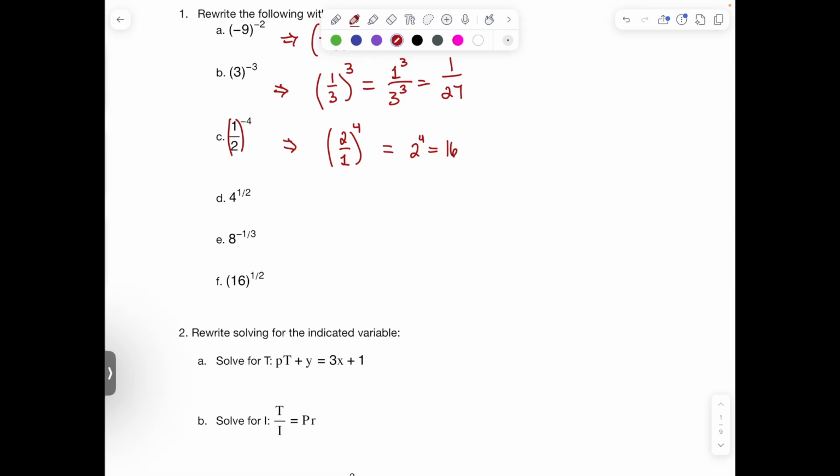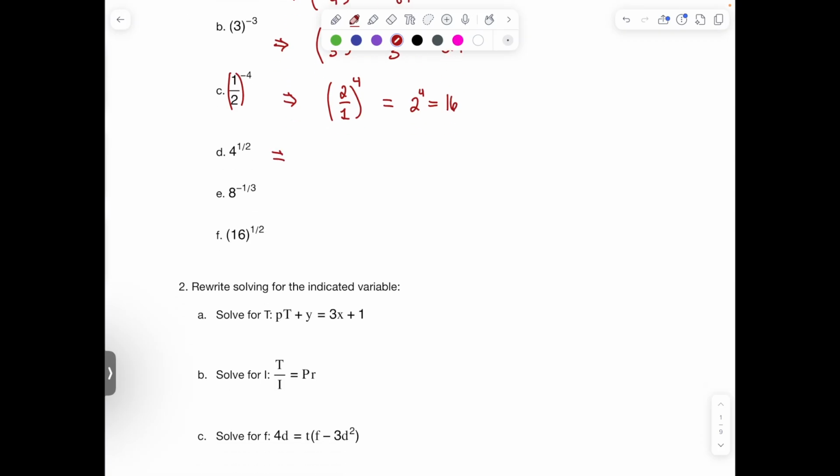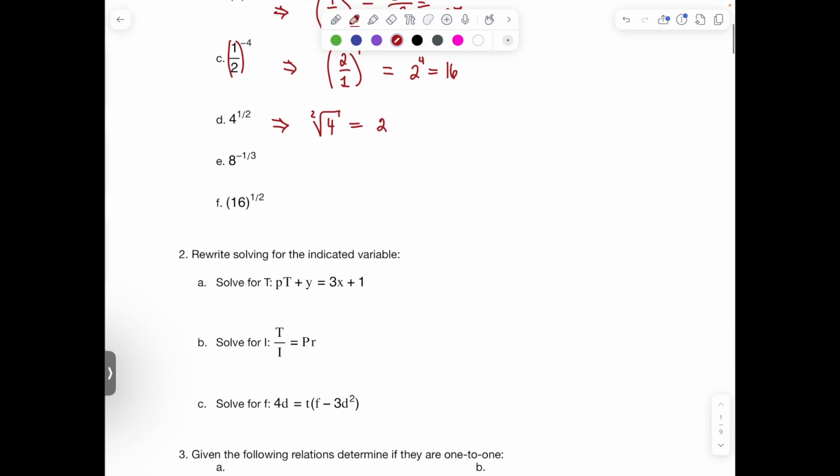16. Okay, whenever we have fractions as exponents, remember that indicates radicals. So 1/2 is the square root, so this will be 2. We have the negative 1/3 in the exponent, so we're going to have to first deal with the negative, turn it positive. Now we need to take the cube root of 1/8, and we know that's going to be 1/2. And the last problem we have here is 16 to the 1/2, the square root of 16, which is 4.